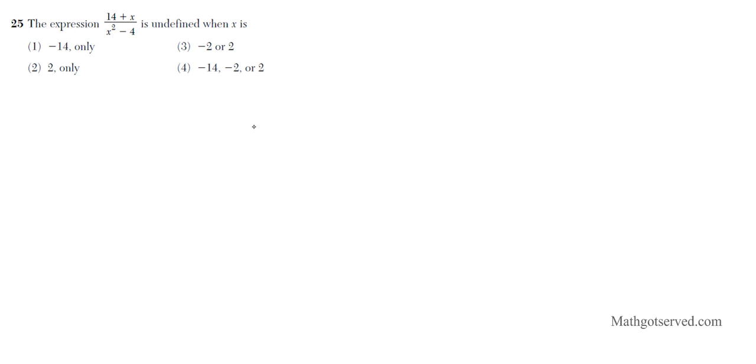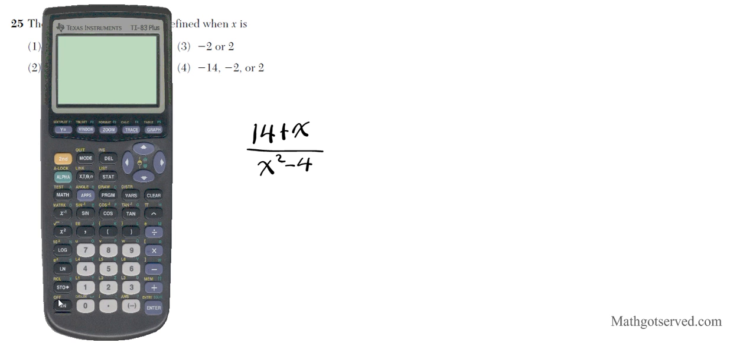It says the expression 14 plus x over x squared minus 4 is undefined when x is. Well, if you try this out with your calculator, what makes a number undefined? If you test this with your calculator, is it when the denominator or the numerator is 0? Well, you can test it out. What is 0 divided by 1? It's just 0, right?